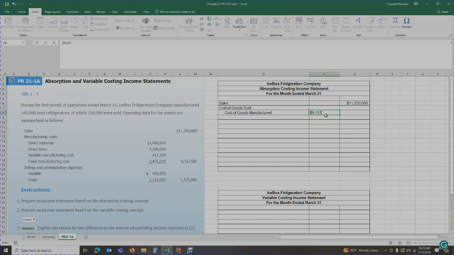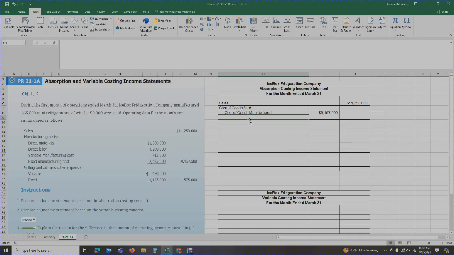Okay. Now, included in that cost is the manufacturing of 165,000 mini refrigerators. Now you have to ask yourself, did I sell all of my 165,000 mini fridges this month? And the answer is no. We only sold 150,000, which means 15,000 have not been sold. So because those mini fridges have not been sold, we are not going to include them in this section because those are still pending to be sold next month.